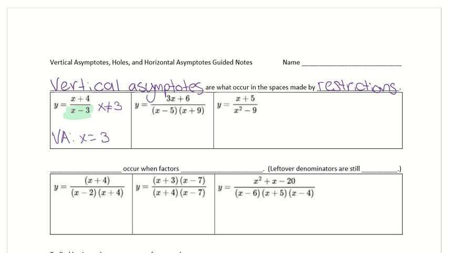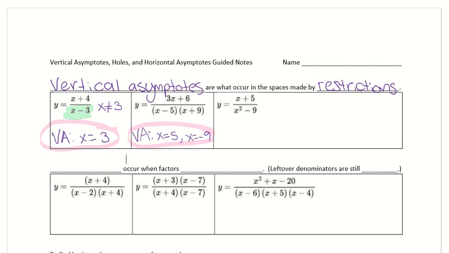For the next problem, there's 2 asymptotes. There will be a vertical asymptote at x equals 5 and another one at x equals negative 9. Those values don't have anything when you graph them because there's guidelines there. So what we're saying today is at those restrictions, there are guidelines, and we call those guidelines vertical asymptotes.